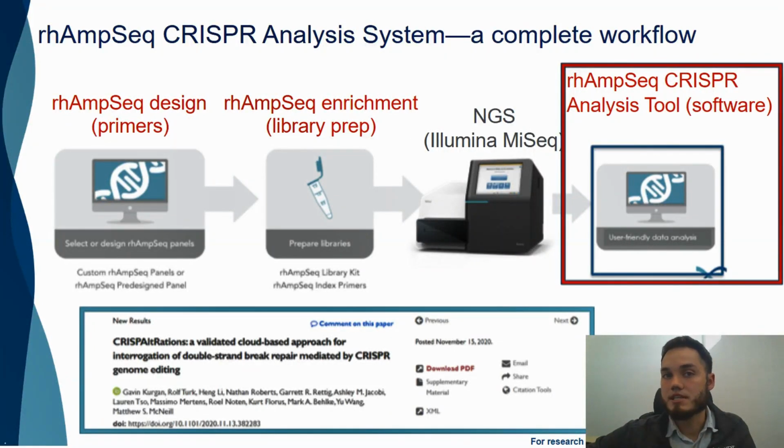The rhAmpSeq CRISPR master mix comes with credits to do NGS analysis after sequencing. And the software for doing this analysis is specifically designed to be user-friendly and not rely on local computational resources. For the sake of time, though, I'm just going to focus here on the capabilities of the NGS analysis software that we call the rhAmpSeq CRISPR Analysis Tool instead of the whole portfolio.